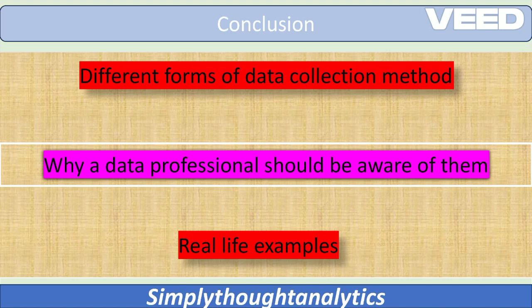So in conclusion, we have looked at different forms of data collection methods. We have looked at surveys, web scraping, the use of APIs, and we also looked at data streams and data feeds, which are more advanced. We also looked at why a data professional should be aware of them and the fact that a particular project will require a particular method, with real-life examples.